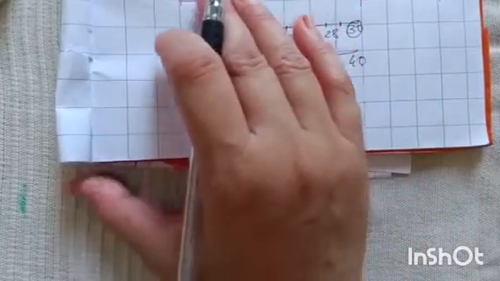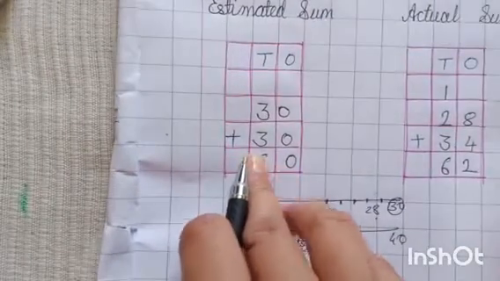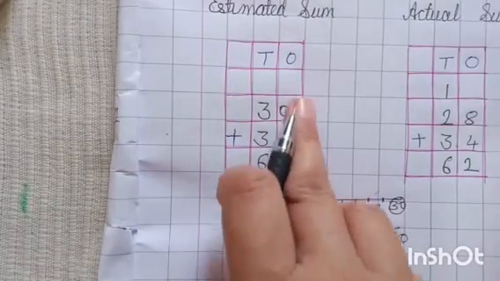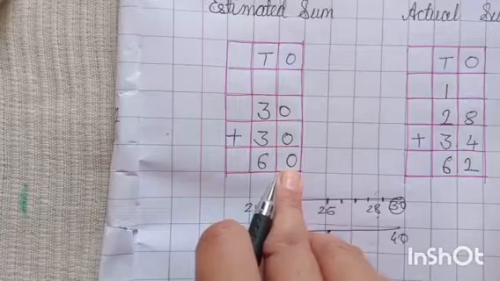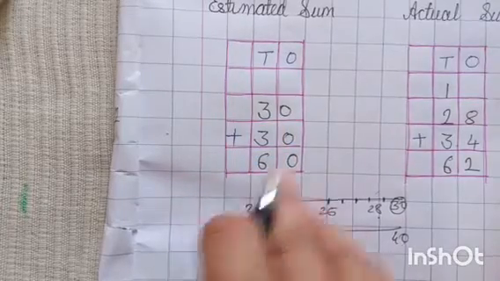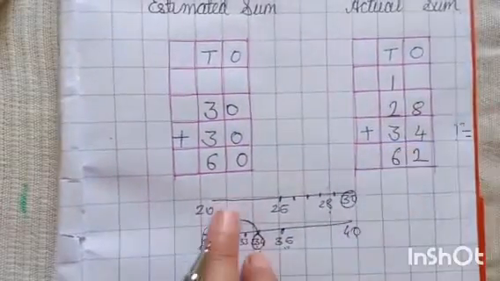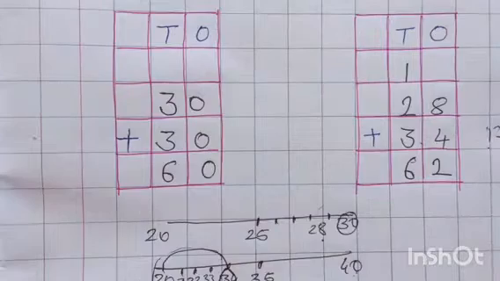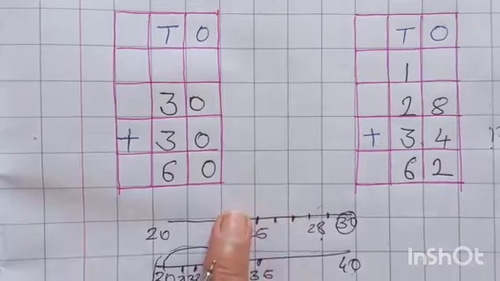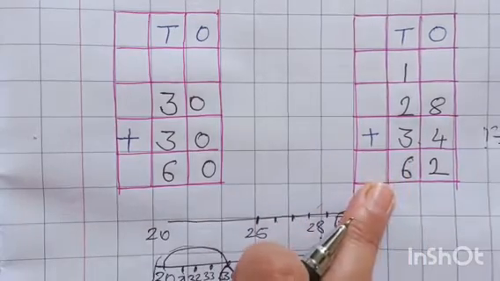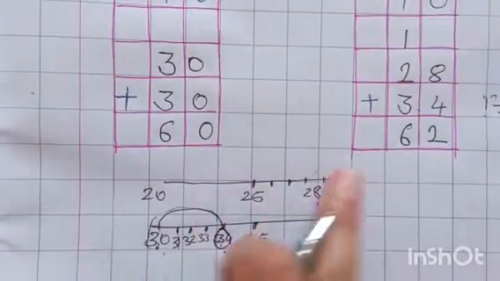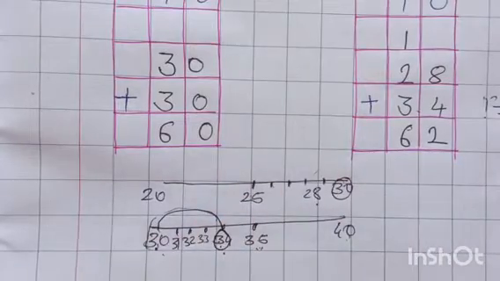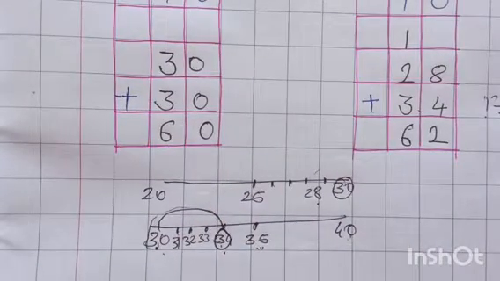So we have arranged it vertically like this, and we have done the addition. Yes, 0 plus 0, 0, and 3 plus 3, 6. So the estimated sum is 60 and the actual sum is 62. In this way we have understood that the estimated sum and actual sum are very close. Yes, it means they are near about the same, they don't have too much difference. Hope you understand. Thank you.